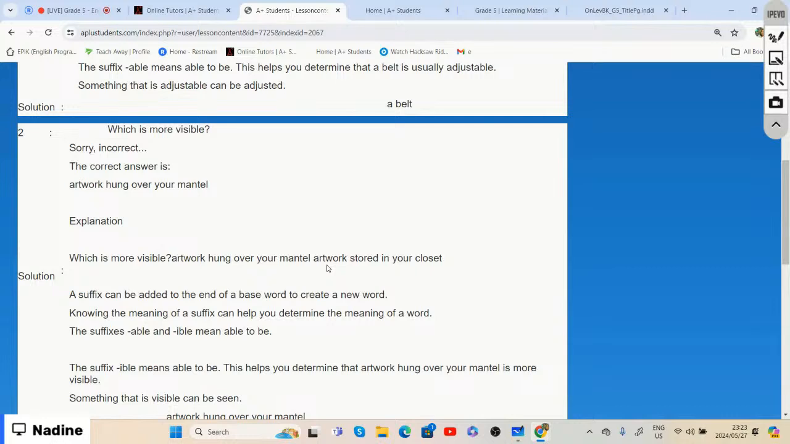Whereas ible, which is able, right? It is then added to a word that is not complete, right? Like terrible, possible. Those are words that cannot stand on their own, right? It needs the word ible in order to complete that word.